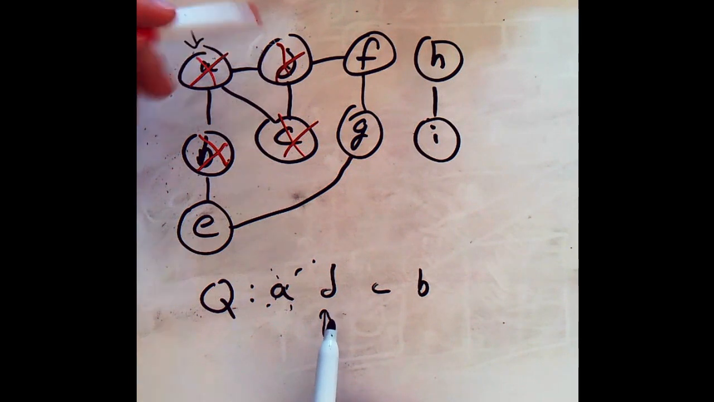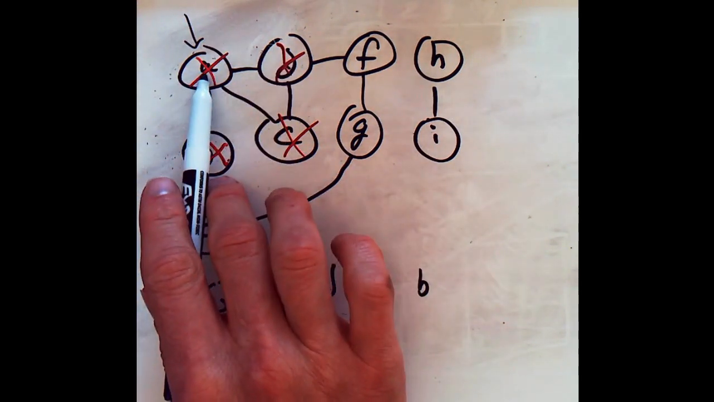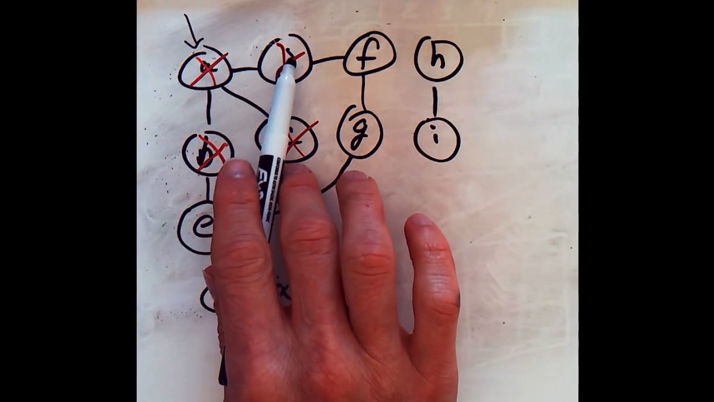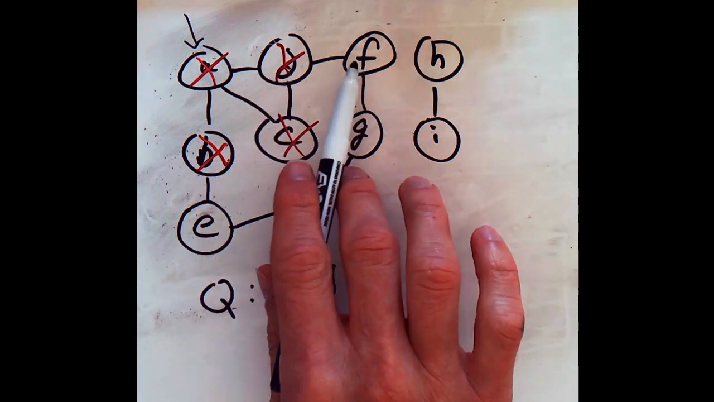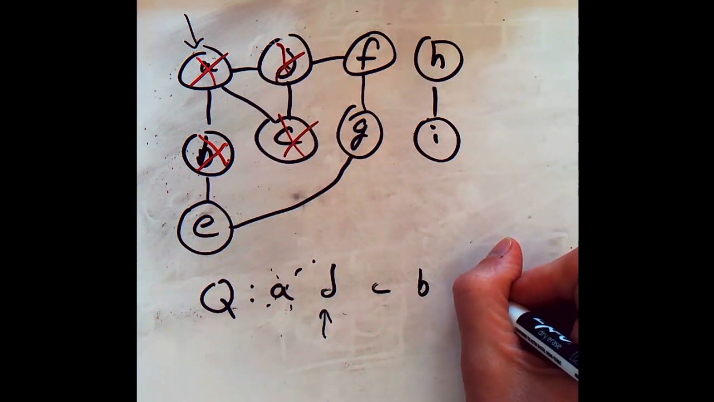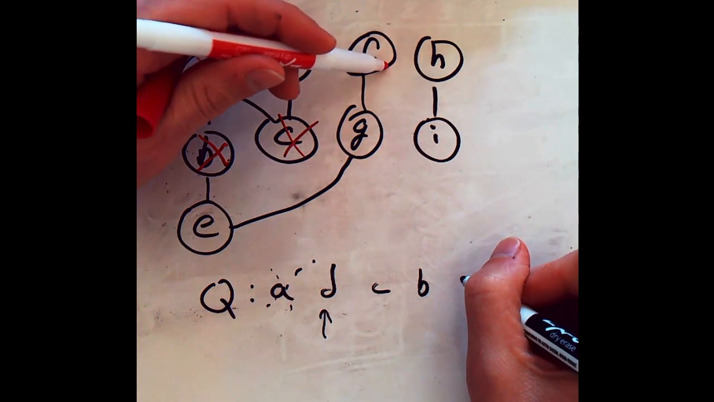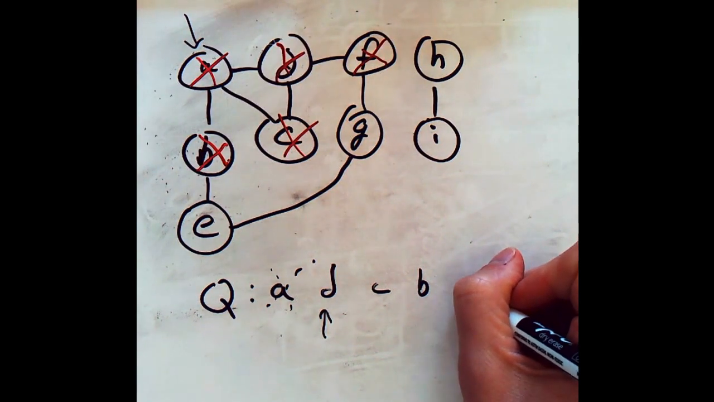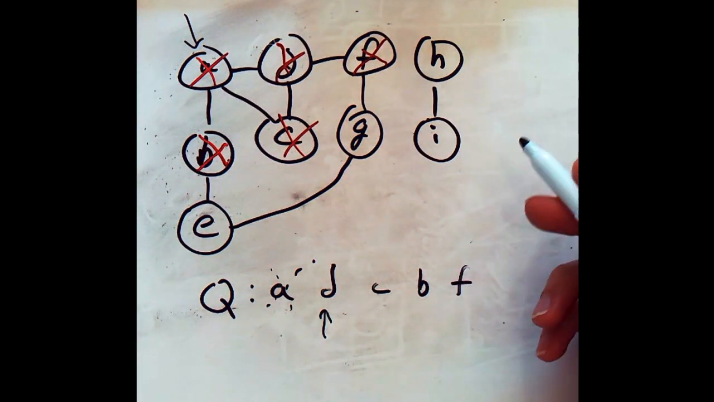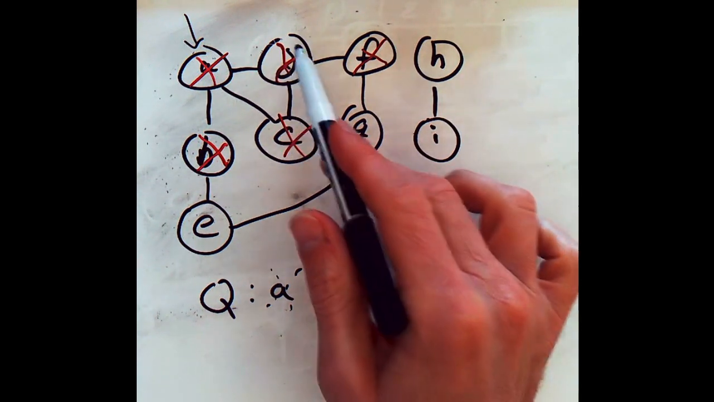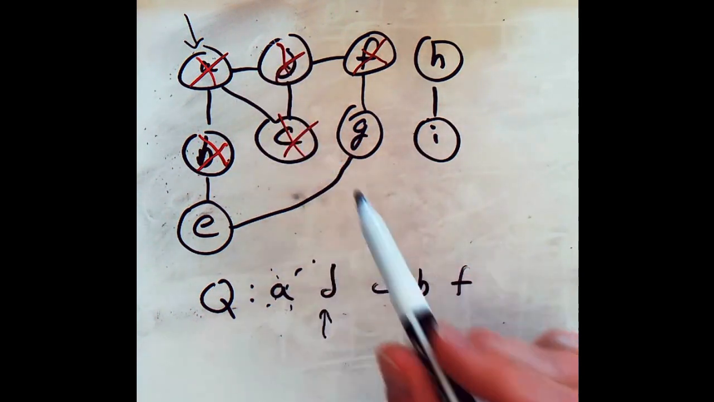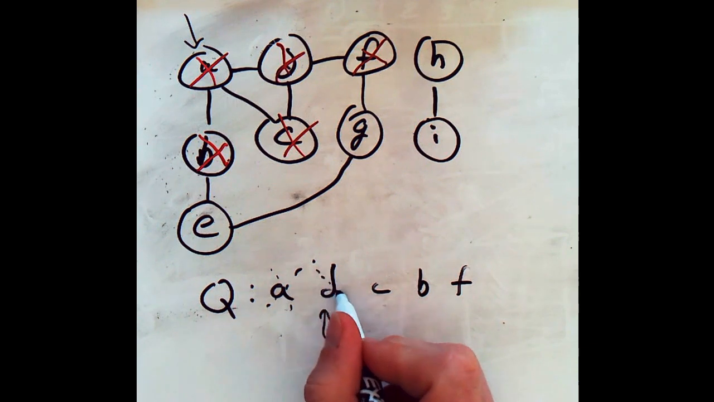We look at everything D is connected to. So D is connected to A, but it's already been discovered. It's not interesting. D is connected to F. It hasn't been discovered yet, so we're going to go ahead and both mark it as being discovered and add it to our queue. D is connected to C, but it's already been discovered. Okay, so that's it. We're done with D. I'm going to lightly cross it out as well.